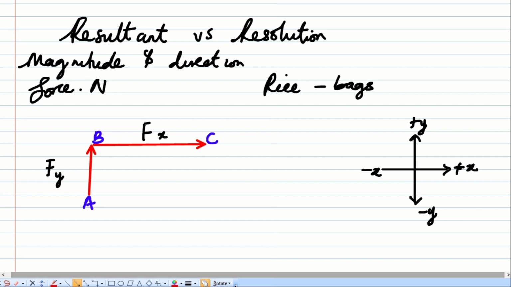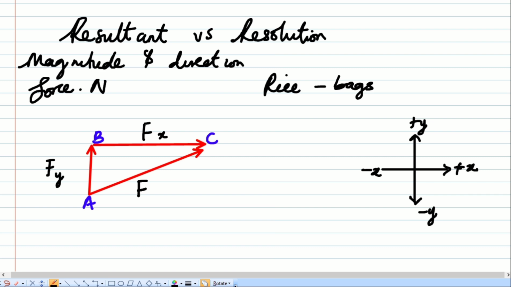The resultant is one single force that can do the same thing these two forces are doing. My main objective is to move this box from A to C. I can also decide to apply this force in this direction exactly. From A, I'll still get to C. So instead of taking the first route of Fy and Fx, I'll just apply one single force, which we're going to denote as just F, to get the same effect.